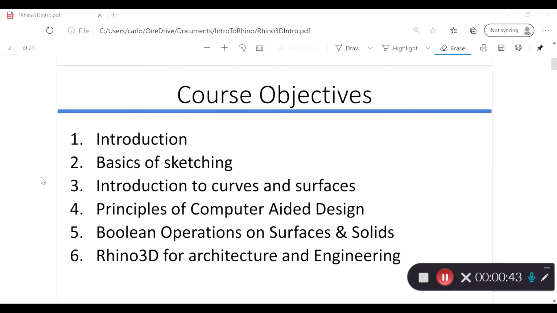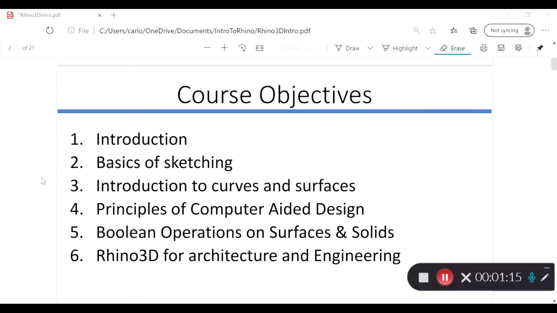Also, we're going to talk about curves and surfaces. This is an introduction to how to create surfaces from spline curves and interpolation curves, and then how to get a solid from those surfaces. We're also going to talk about the principles of computer-aided design, CAD, that is of the splines, B-reps, or body representations, and rational B-splines, which are the basis of Rhino 3D.